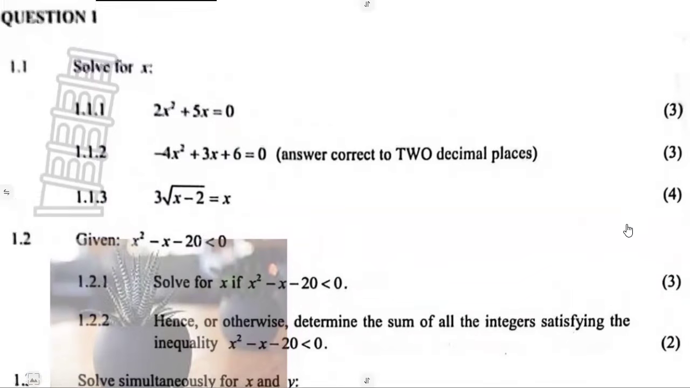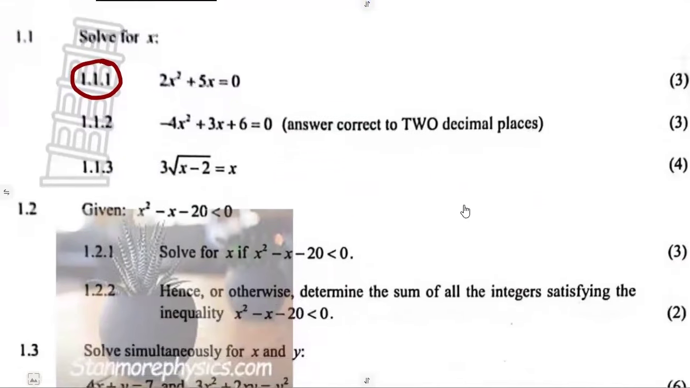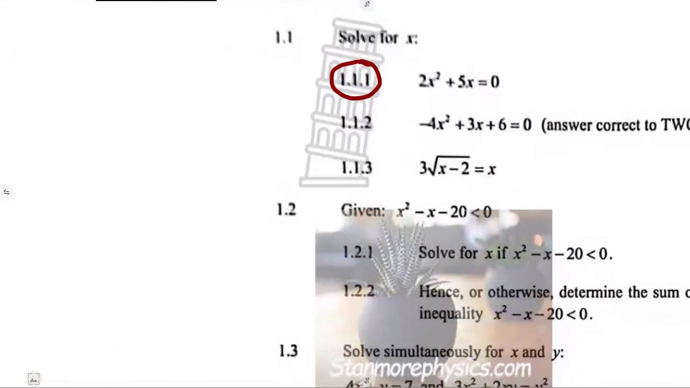All right, let me do it like this. So we are given solve for x. 1.11, we are given 2x squared. All right, so let me just have my question. I can even just write it this side. So we're given, that is our first question. This was 2x squared plus 5x, equal to 0. That is what you're given.